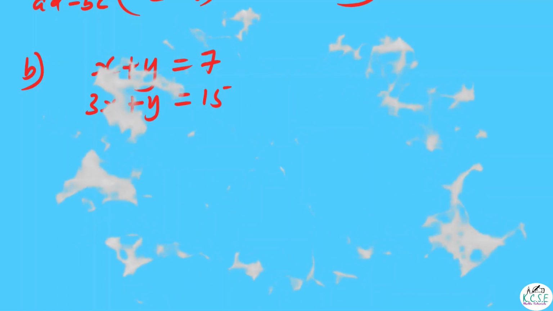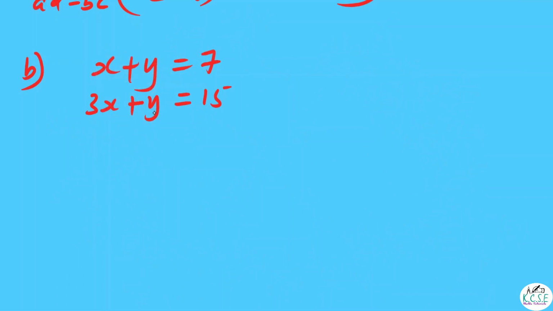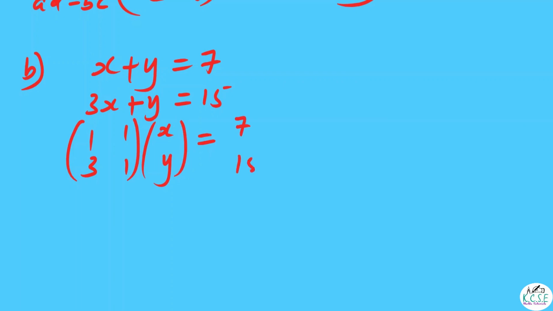This column is x, 3x, y, and y. Ensure that they are matching in such a way that you don't have x and y in one column. So when you've done that, we pick the coefficients of x. The coefficient of x here is 1, here is 3. The coefficient of y here is 1, here is 1. So we multiply that by x, y, and we're supposed to get 7, 15.